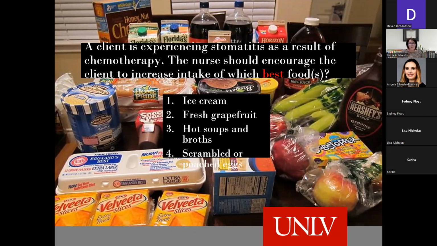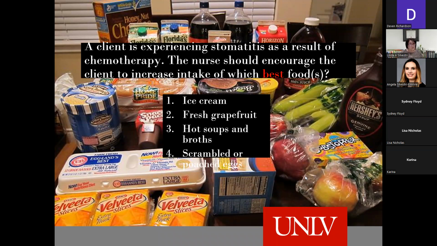Okay, so some people said ice cream, but the answer here is option 4. And let's just take a look at this. So we want to give that person soft foods that are cool or warm to touch rather than hot or very cold or spicy foods.